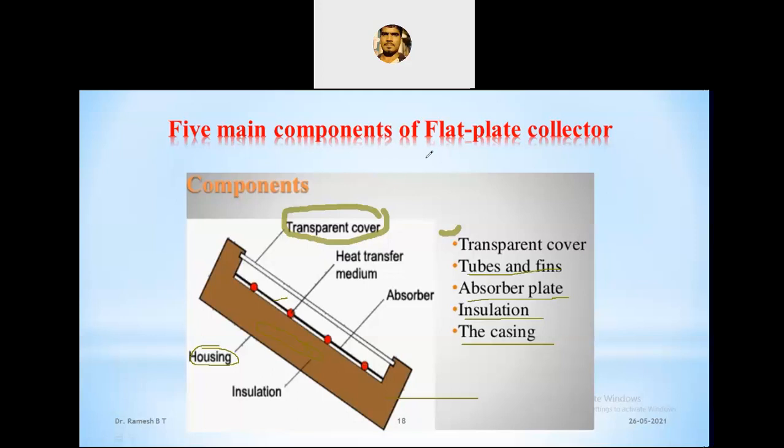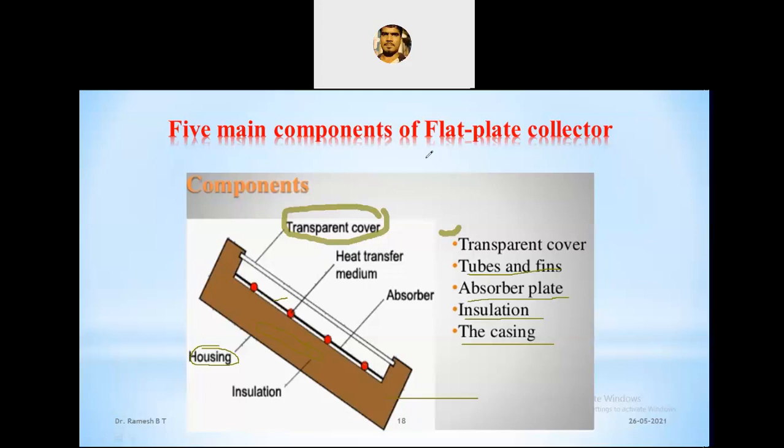Next is the tube, which is placed beneath the transparent cover. Take an example, your house water, solar water heater. In that there is a transparent cover, and beneath the transparent cover there are tubes or fins or passages or channels integrated with the collector and connected to the absorber plate, and they carry the water or air.